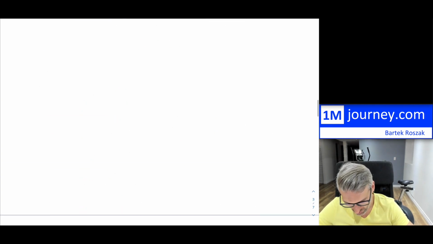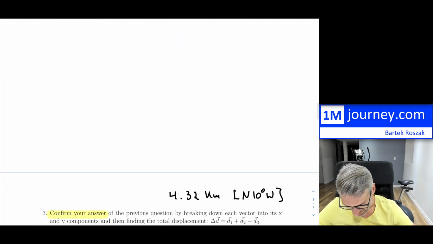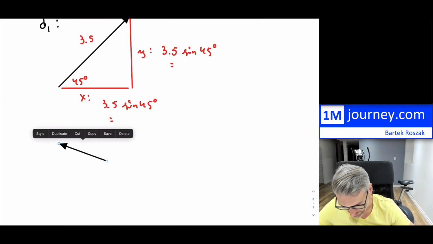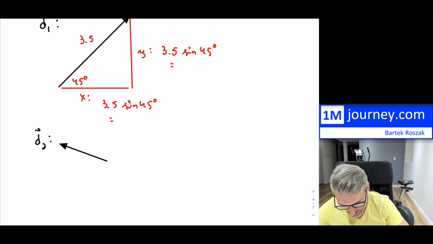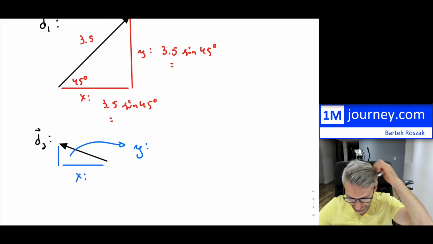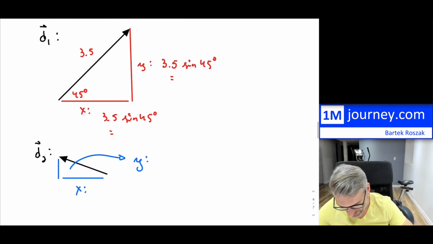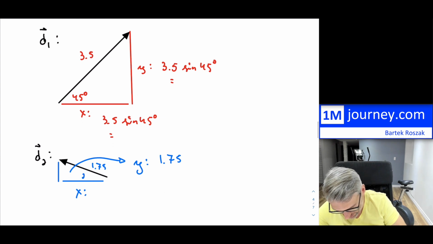So let's take this one. This would have been my second piece right there. Now I can start drawing this one out. This is my D2, that's my position there. And notice with this one, my y is going to be positive, my x not so much. It's going to be negative. So this is my x component, and then my y component is this one. For this vector, it's 1.75. Now notice the angle, it's 20 degrees. That's this angle right there.